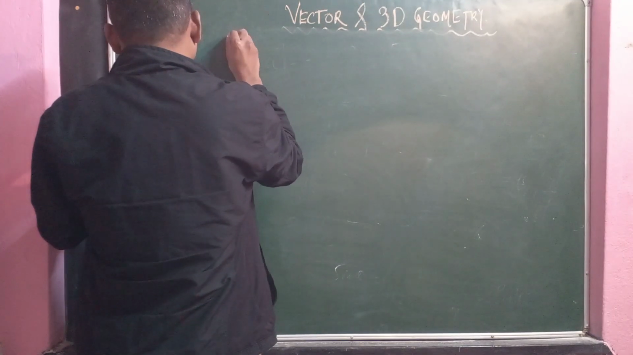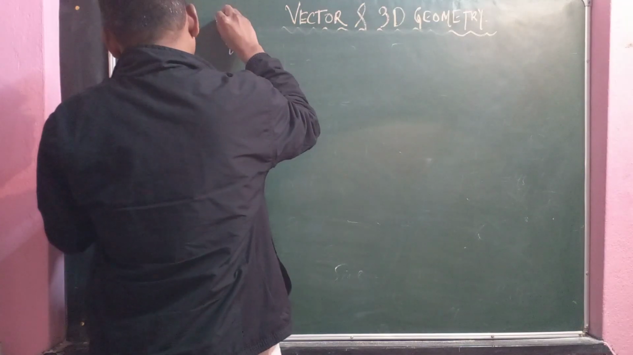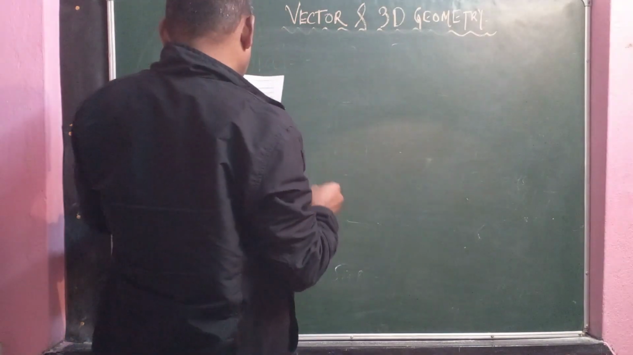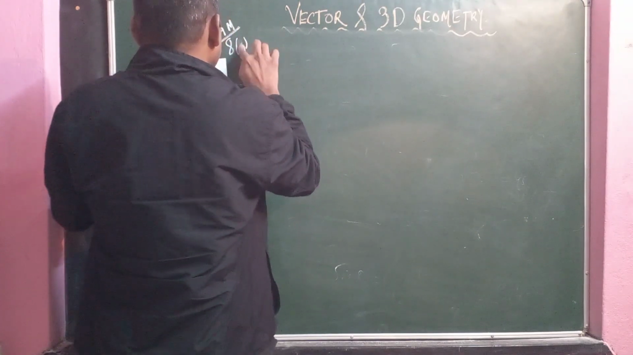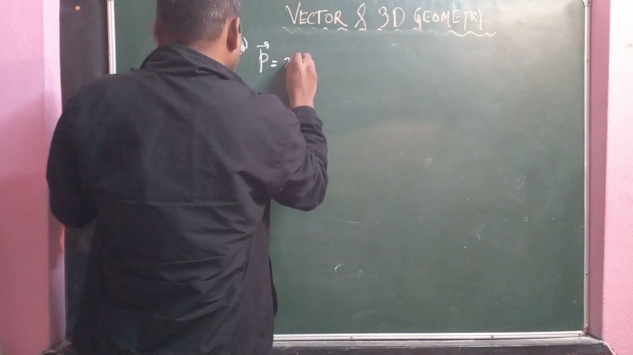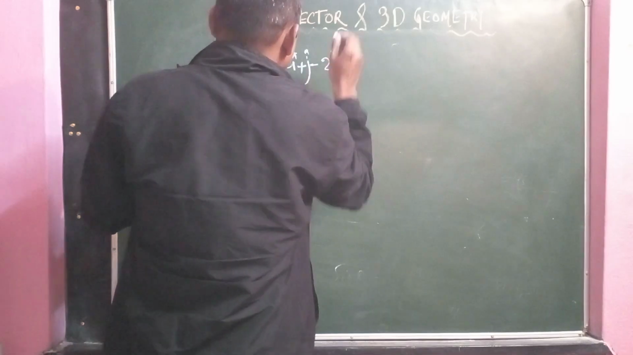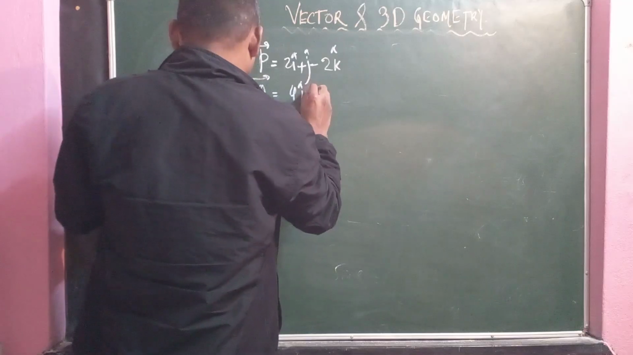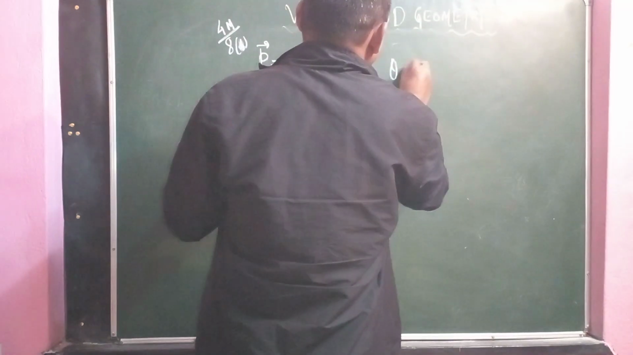Suppose this is a 4 marks question, 8A. It is 4 marks. For example, let's start with B. It is less time taking. P vector is equal to 2i cap plus j cap minus 2k cap, and Q vector equals 4i cap minus 3k cap. You have to find out the theta between these.